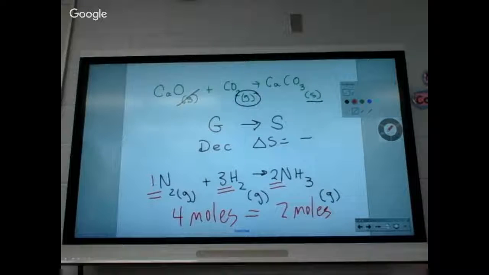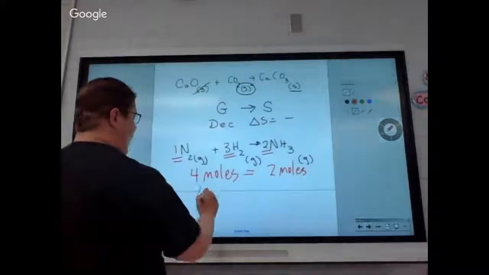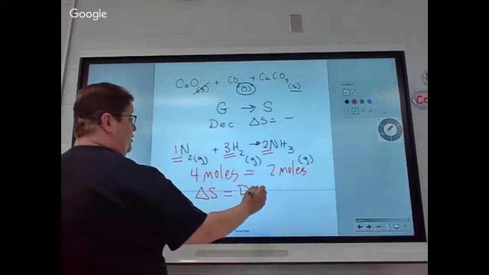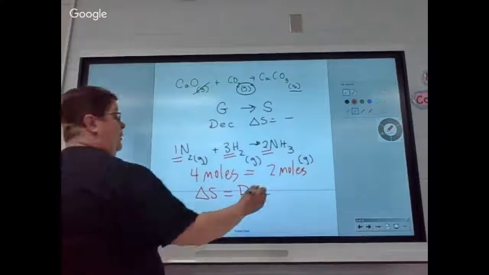happening to your disorder? Any of y'all ever babysat before? No. Really? Yeah, think about it. You got 4 kids you're chasing around and you drop to 2 kids. What happens to your disorder? It is lower. It gets a lot lower. So delta S does what? It decreases, right? So is it positive or negative? Negative. It's negative.